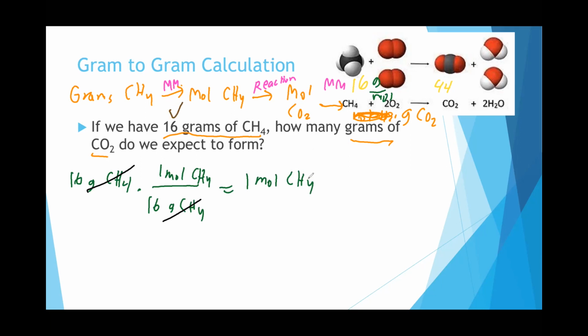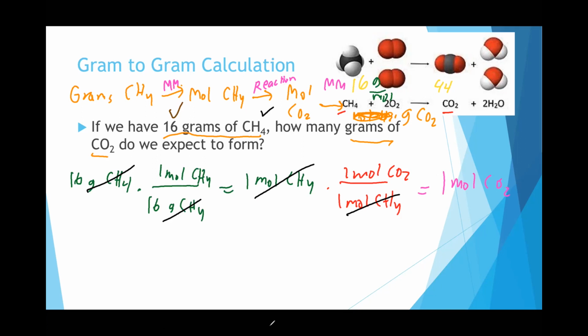Now we have moles of CH4, we want to get moles of CO2. The way we do that is our balanced equation. I'm sorry it's hard to see, but here's 1 for CH4 and 1 for carbon dioxide. So it's a 1-to-1 mole ratio because the balance coefficients are both 1. So 1 mole of CH4 yields 1 mole of CO2. And as always, the moles of CH4 and moles of CH4 cancel out. And we're left with 1 mole of CO2. So we now have the moles of CO2.